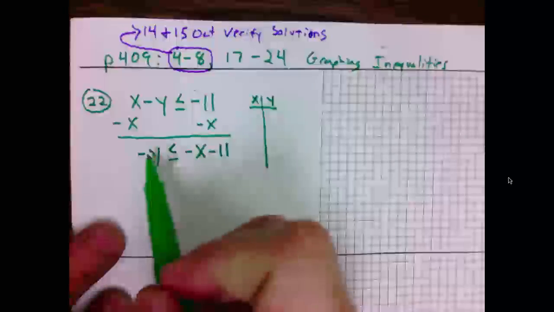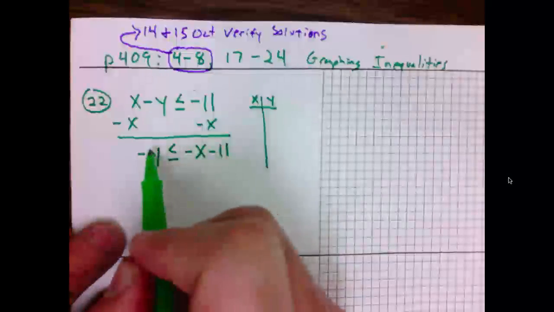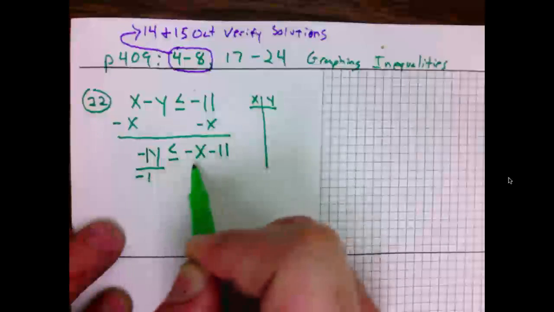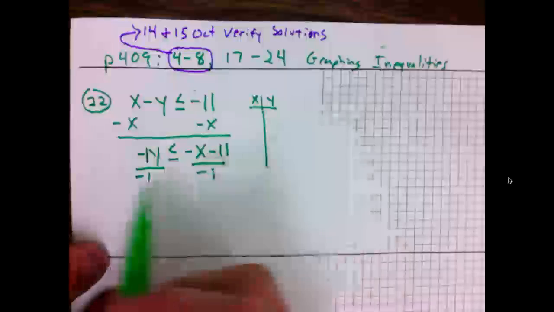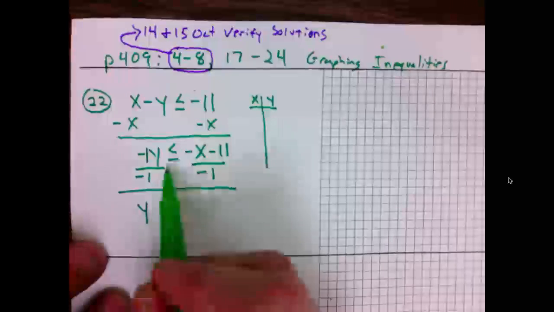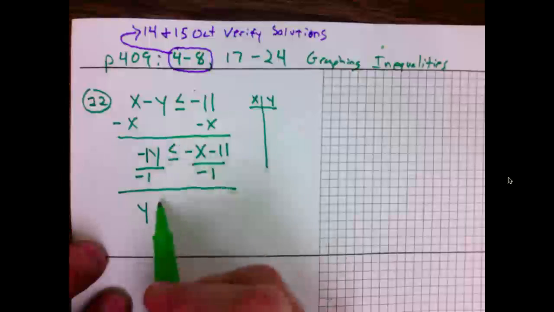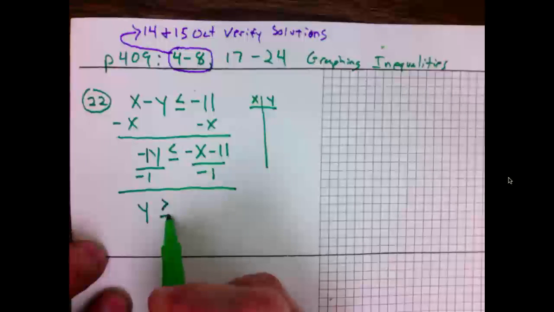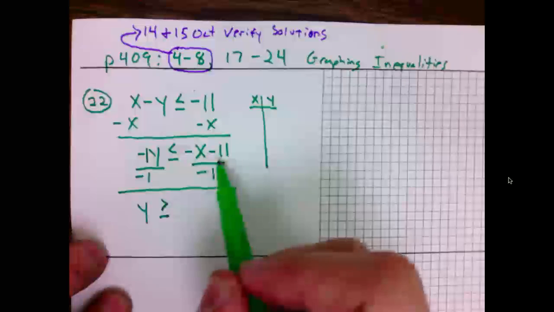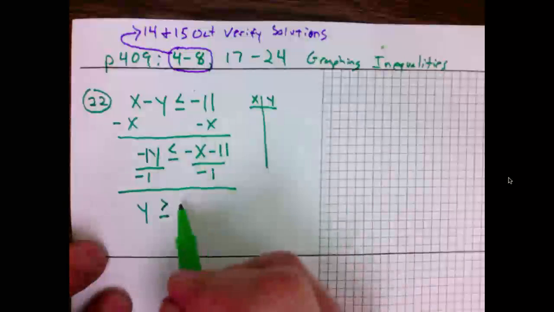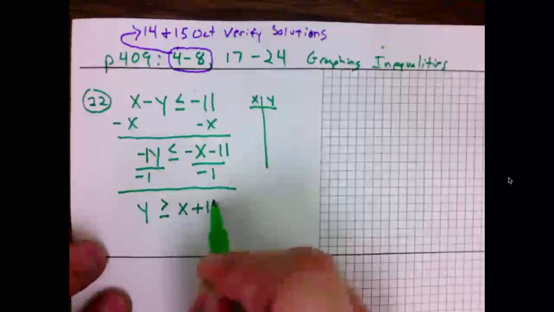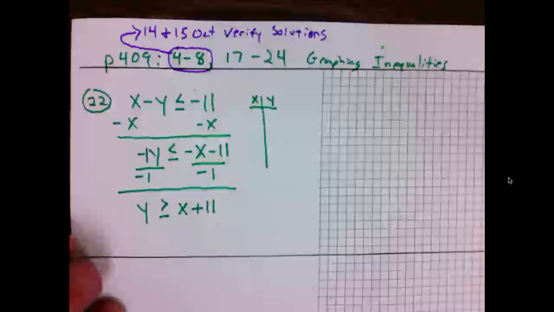Well, we have one more step. We have a negative y, so it's like a negative 1. That's my implied coefficient. Dividing both sides by negative 1, negative 1 divides negative 1 to leave y on the left. We change the direction of the inequality. That only happens when we multiply or divide by a negative. On the right side, when dividing by negative, both of these signs change. It becomes plus x and plus 11. Right. Now we're prepared to graph.